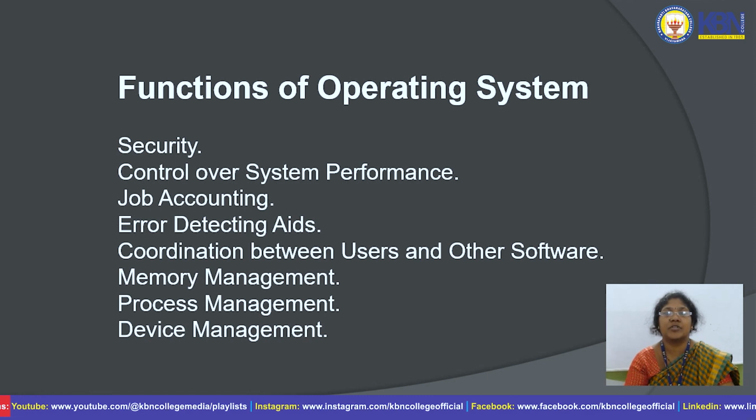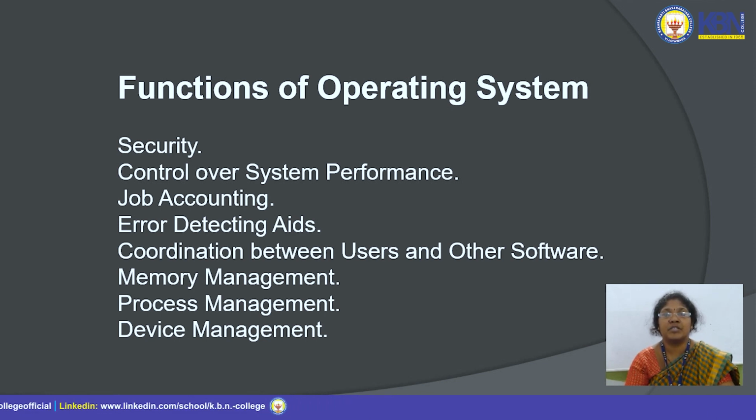Second one, control. The operating system will control the security. Okay, it functions, and then after that, control over system performance. So sometimes you will say my system is going slow, my system is going fast, so I can do work very fast. So the operating system will control the processing of the system, the performance of the system.